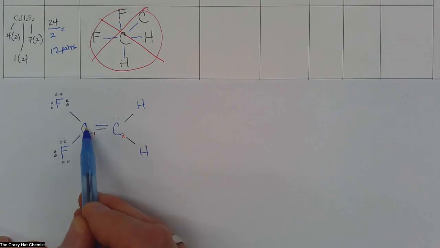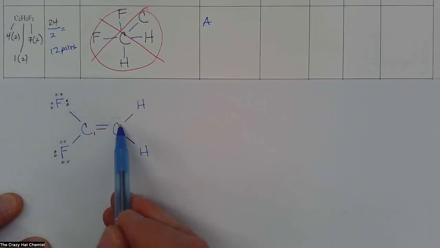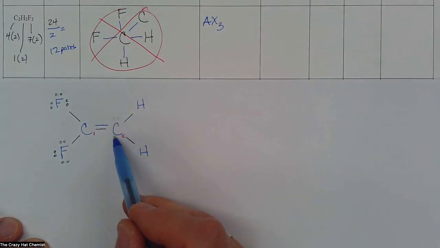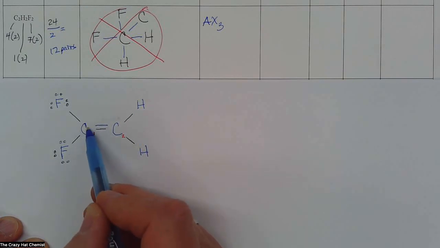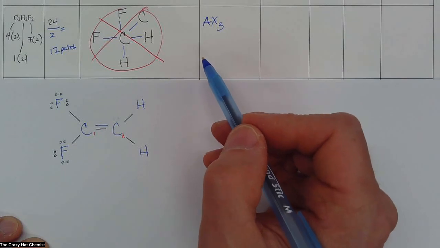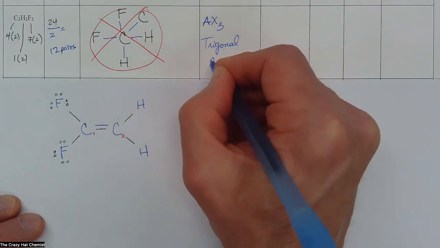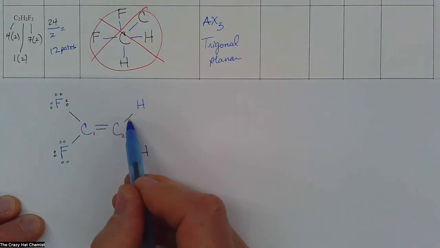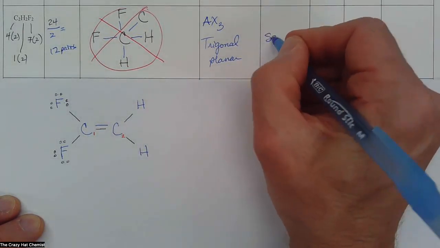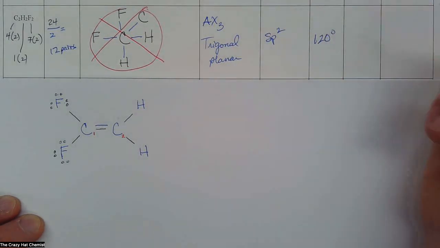It's A for that carbon, X1, X2, X3, so it's AX3. And then we'll take a look at carbon two, and that is an A, X1, X2, X3. So it's AX3 no matter what. So we're really lucky that this gives the same shape for both carbon one and carbon two, which is trigonal planar. And this is sp2 hybridized. If it is sp2 hybridized and it's trigonal planar, that has bond angles of 120.